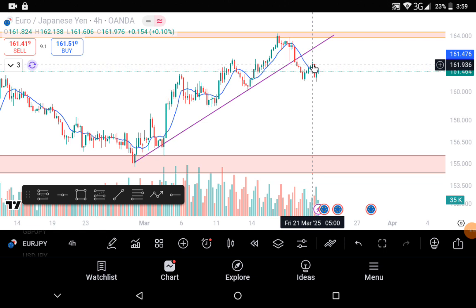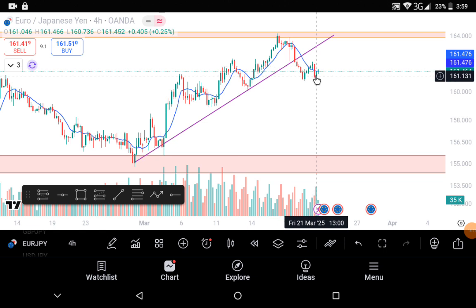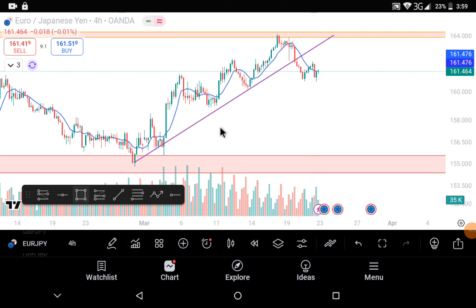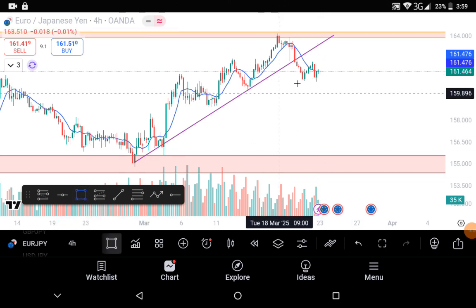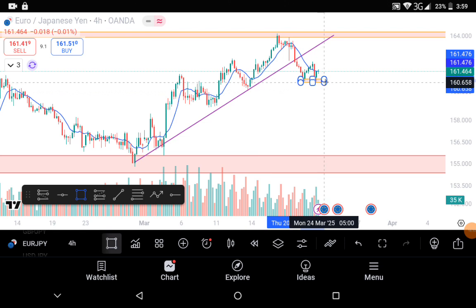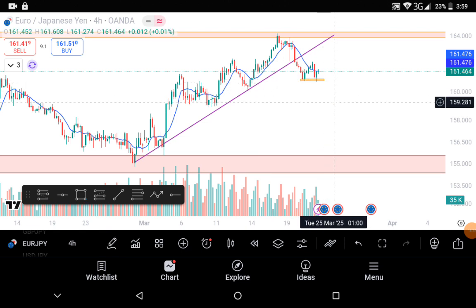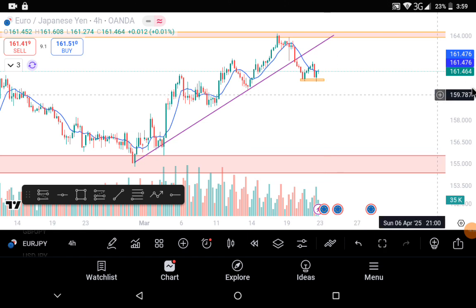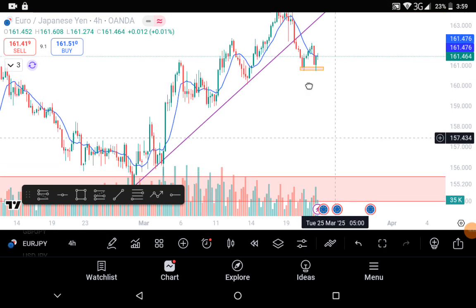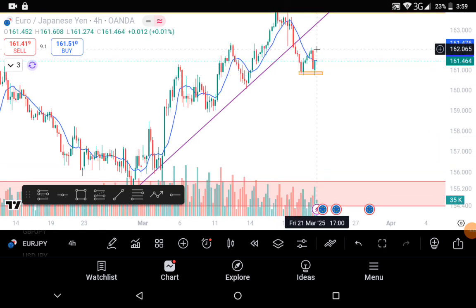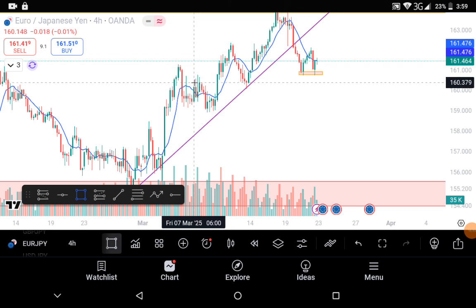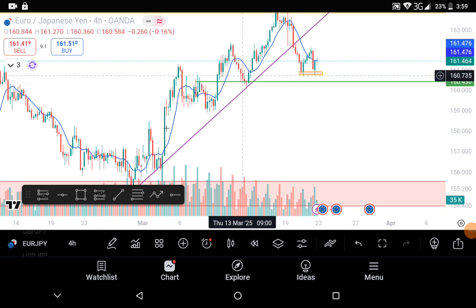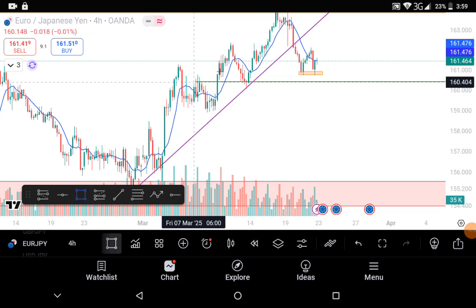Now if you look at this pattern very well, it's setting up a familiar pattern, which is called the double bottom. This is the pattern that is showing here right now, because this zone is now acting like a support zone. It's helping price to gain strength all the way back up. This is the region that is causing the rejection in price.